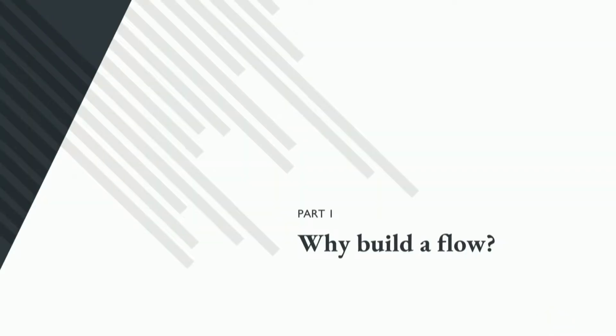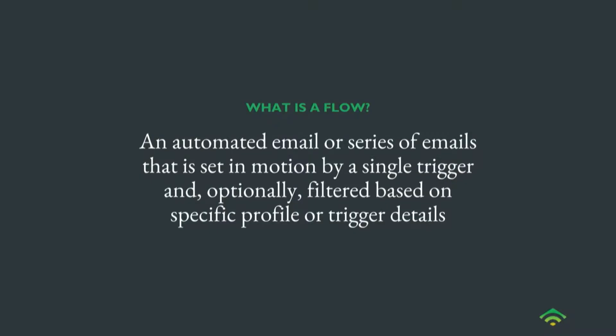So why do we build a flow? There's a few different reasons, and we want to start out with what is a flow. A flow at its core is an automated email or a series of emails that is set in motion by a single trigger and optionally filtered based on a specific profile or trigger details. Now that's a lot of words to say: someone takes an action, I want to do something. So a flow at its core is reactionary. It's basically saying someone's taken an action and I want to do something about that.